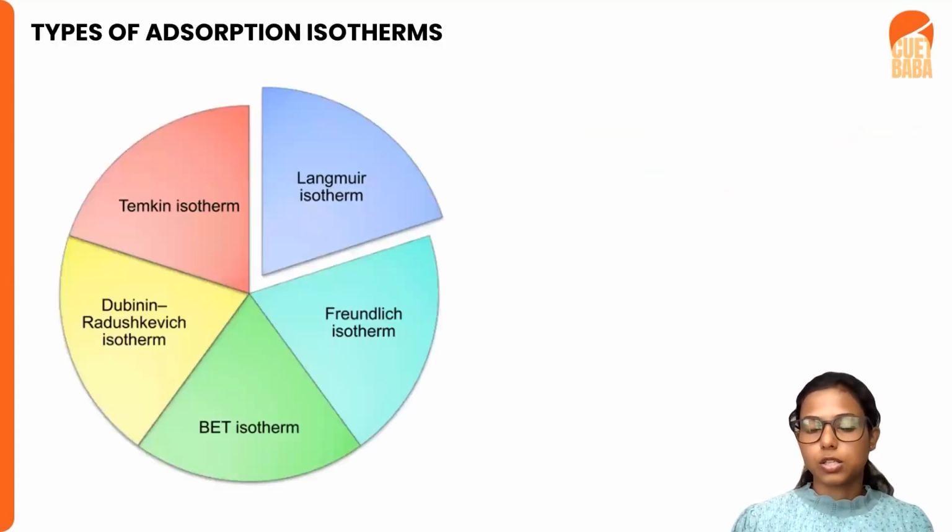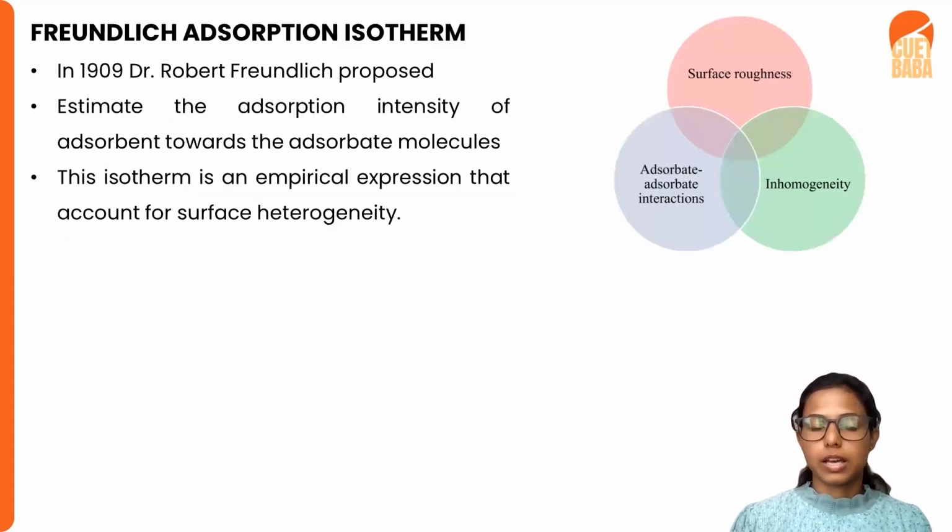There are the Langmuir adsorption isotherm, Freundlich isotherm, BET isotherm, Dubinin-Radushkevich isotherm, and Temkin isotherm. In this class, I am going to discuss the Freundlich adsorption isotherm and the Temkin adsorption isotherm. So, first is the Freundlich adsorption isotherm.